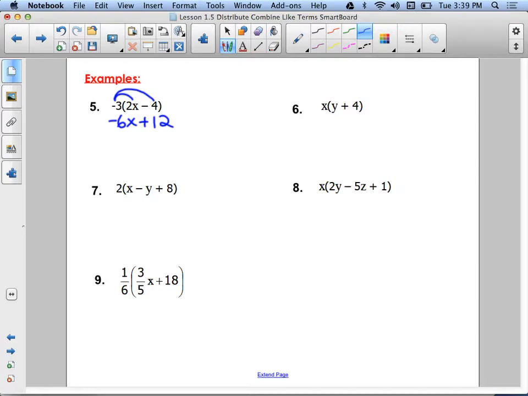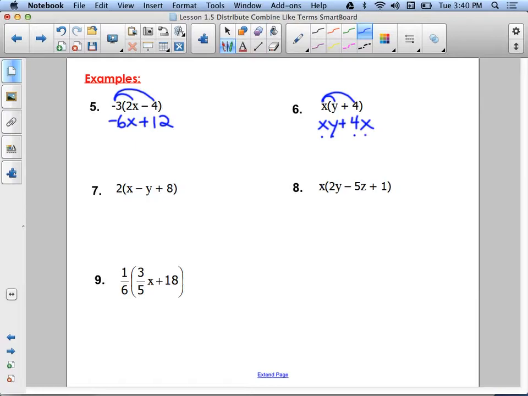Let's look at 6. We have x times the quantity y plus 4. So we do x times y plus x times 4. X times y is xy. X times 4 is 4x. So in general, I'm putting the number first and then the variable, okay? And when I have 2 letters, I'll go in alphabetical order, x and then y, okay? So that is it, xy plus 4x, no more combining possible.